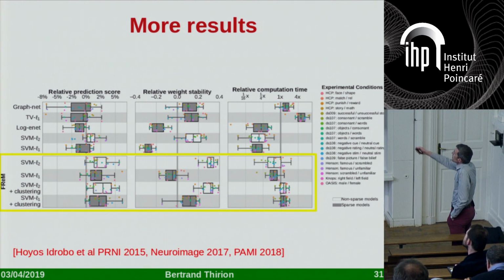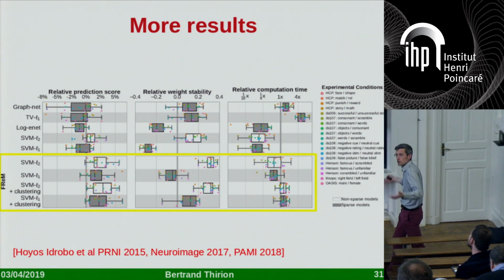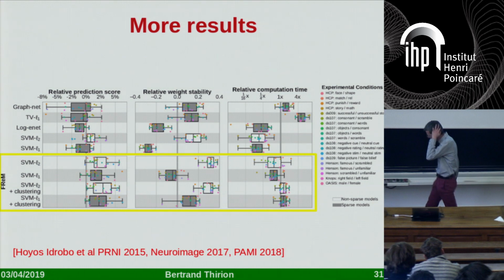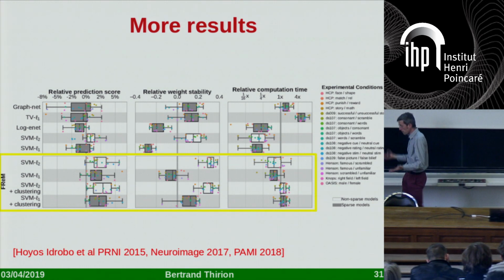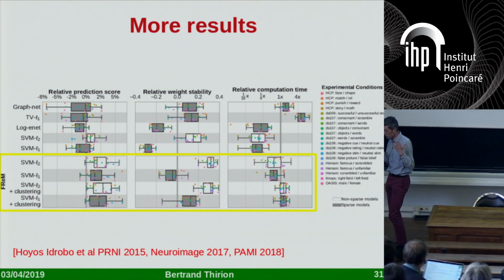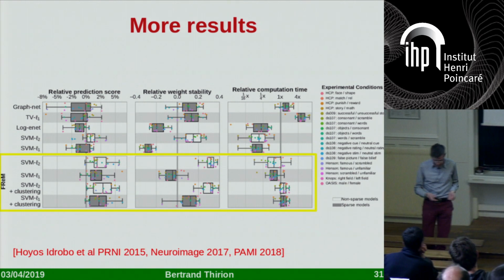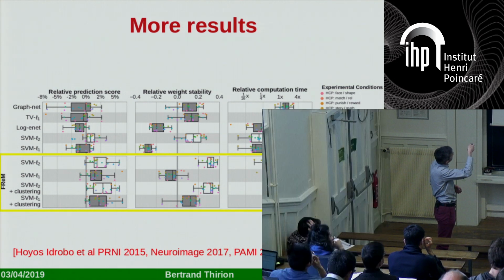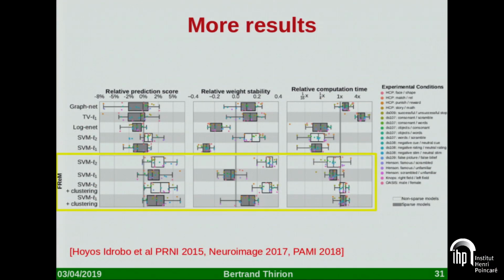More importantly, this enhances the weight stability. If you do a half-split experiment in which you run the model on two different parts of the dataset and compare the weight maps, remember that at the end we want the weight maps, you see that the weight maps are much more similar when you use the frame estimator. So for instance, here in this problem, the non-sparse models are much better than the sparse models. The non-sparse are in white here.